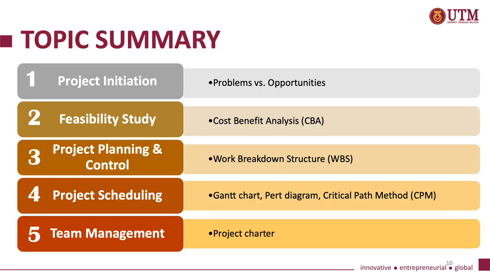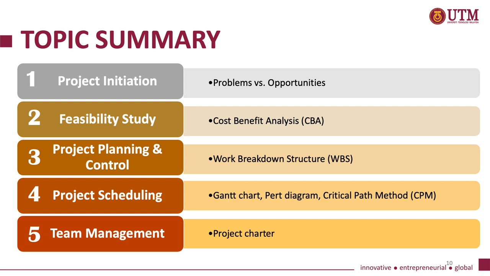As a summary for this topic two, project planning process, we have covered all the five subtopics. We started with project initiation to identify the issues that lead to the problems and what the opportunities are to improve the current or existing system. Before we begin the project, the feasibility studies in terms of operational, technical and economical were discussed. CBA, cost benefit analysis using PVA, present value analysis technique, is extensively discussed to estimate the economical element for the feasibility study. The third subtopic is related to project planning and control.